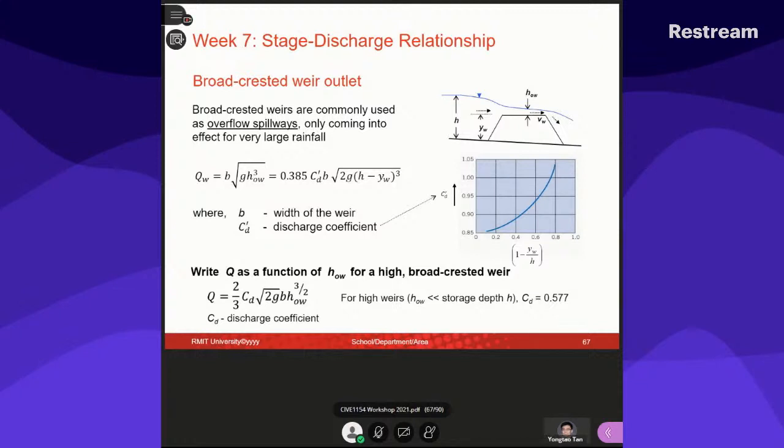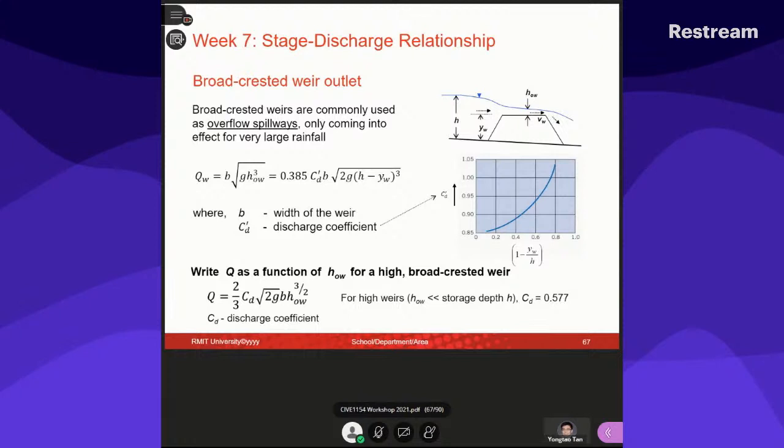HOW is much less than the storage depth. So the CD is 0.577. So what does that mean? That means this equals to the y over W, y over W is quite close to 1. It's quite close to 1. So that means this figure could be around 0.85. So 0.85 times 0.385 is what?